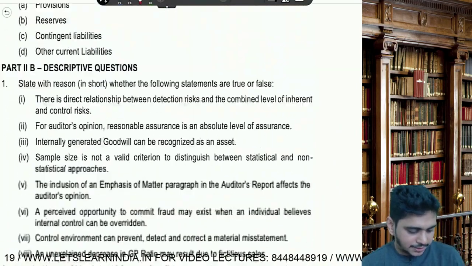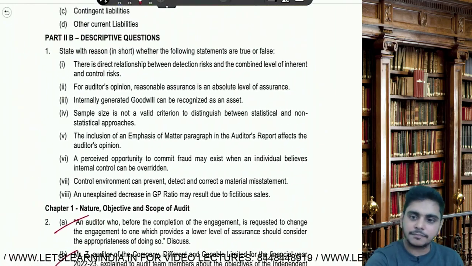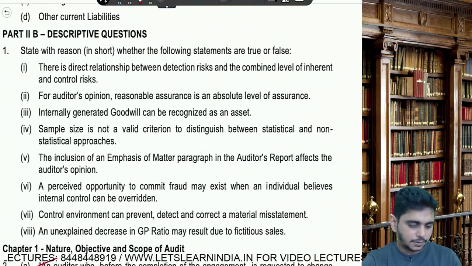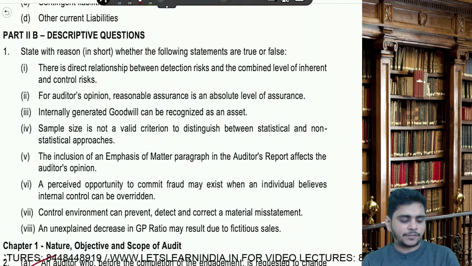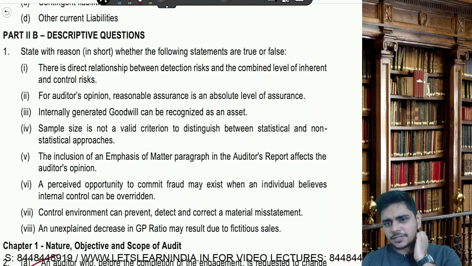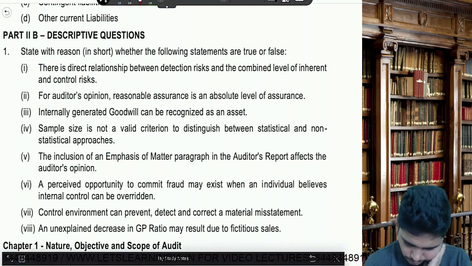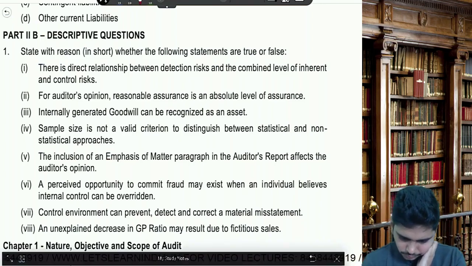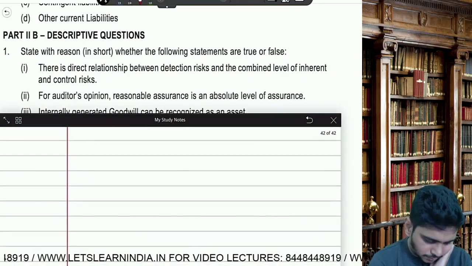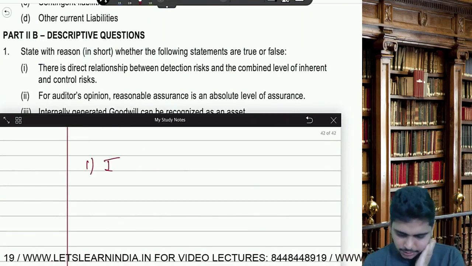Let's go for correct, incorrect. Let's start. There is a direct relationship between detection risk and the combined level of inherent and control risk. Direct, no. Inverse relationship. First is incorrect.